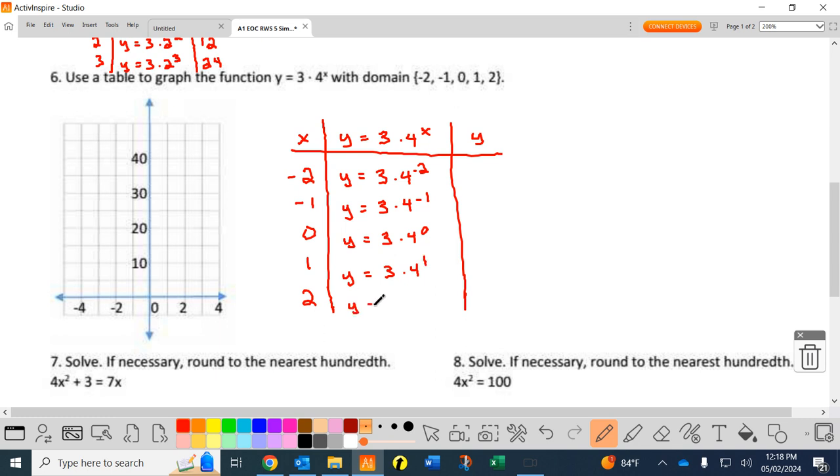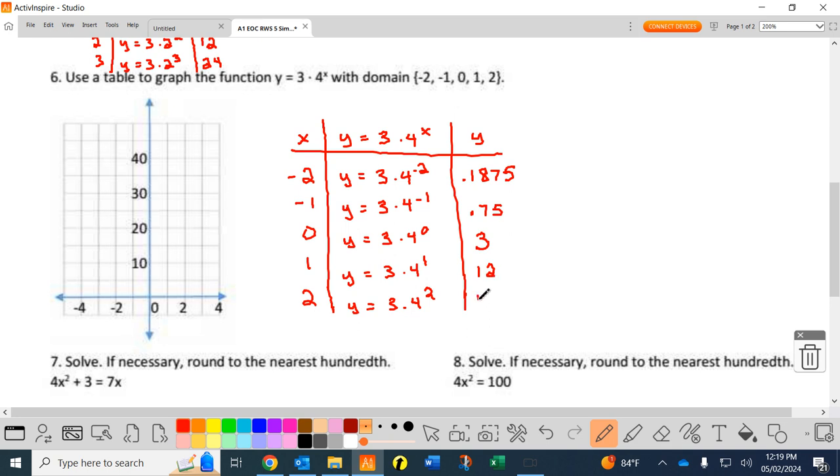Now guys, this is just calculator work. 3 times 4, power button 2, negative, equals. It will give you an answer in decimal form. When you type the first one out, it should give you 0.1875. The next one, when you type this one out, it's going to give you 0.75. The next one should give you 3. For the next one, it should give you 12. And the last one is 48.